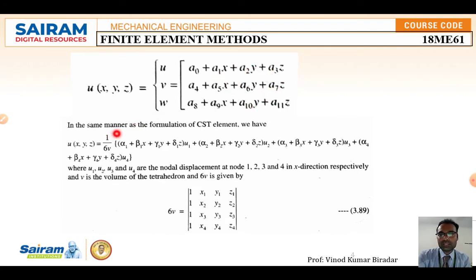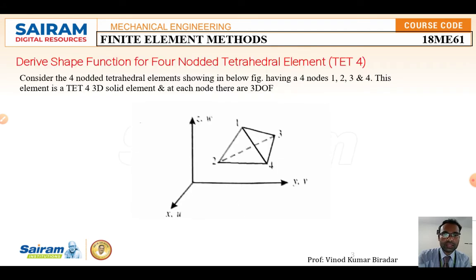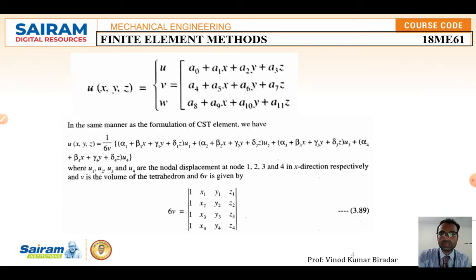In the same manner as the formulation of the CST element, how many degrees of freedom will there be? Each node has 3 degrees of freedom. In the same manner as the CST element, u of x, y, z is equal to 1 by 6V. For the first face, if you consider the first element, you are going to get 6. Here V stands for the volume, so 1 divided by 6V.